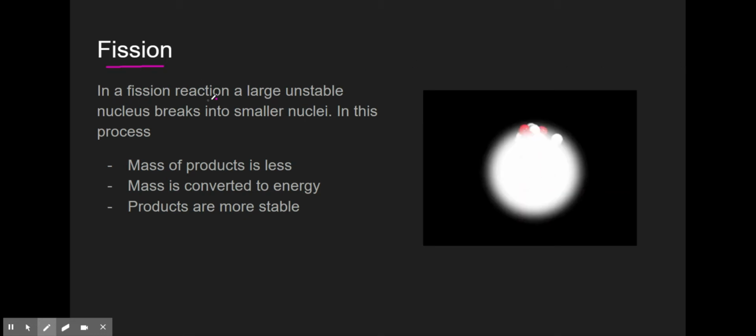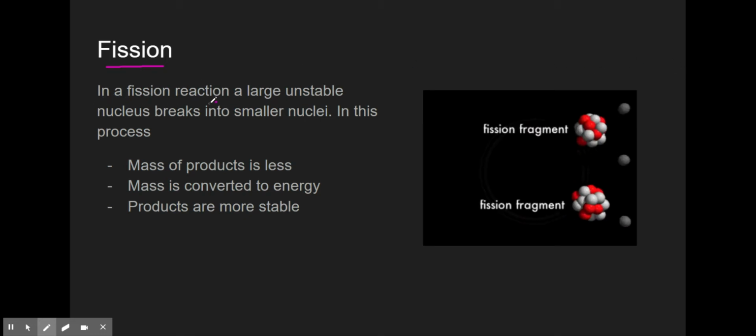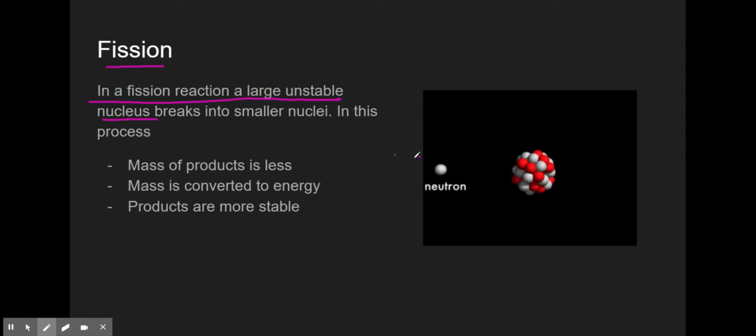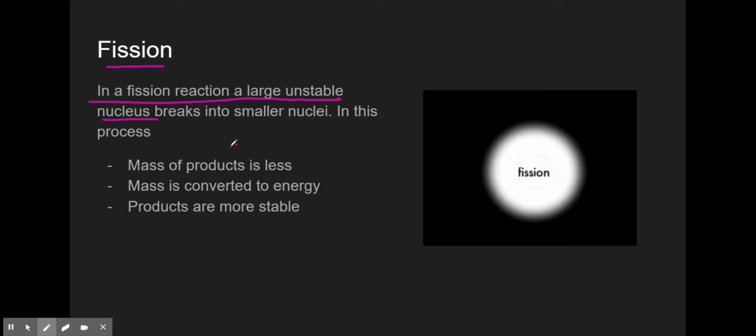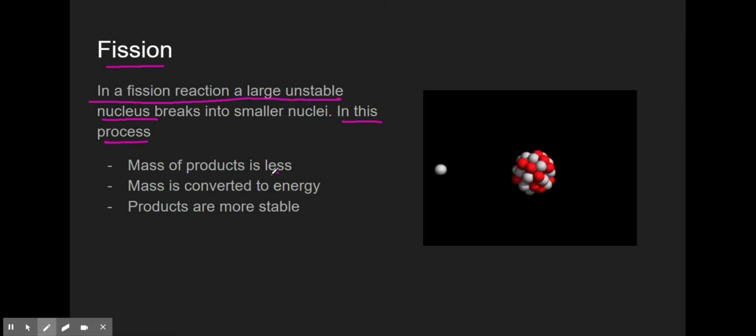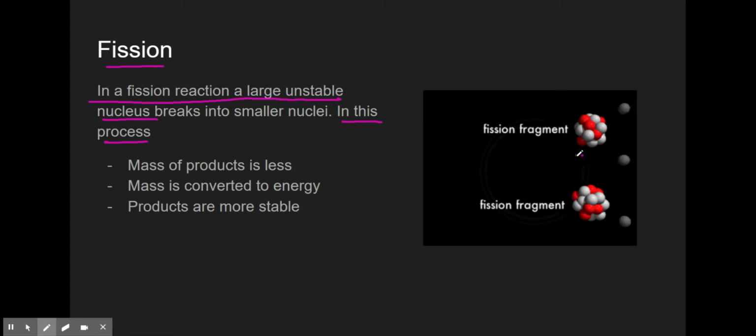So let's just make sure we understand generically what fission is. It's a reaction in which a large, unstable nucleus, that's this guy right here at the beginning, breaks into smaller nuclei, the ones at the end. And key to this is, in this process, the mass of the products is less. So whatever the mass of this large nucleus is, if we compare it to all the products at the end, including those neutrons and everything, add them all up, we are missing some mass.